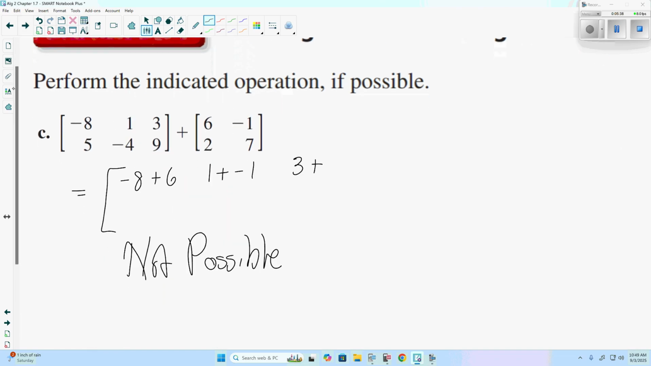We just can't do it. Because the dimensions have to be the same. Because even if we try to add 0, 3 plus 0, we're changing the dimensions of that second matrix. We're adding something to it. So we're not actually adding these two. We would have to change the second one to be able to do it. Not possible.